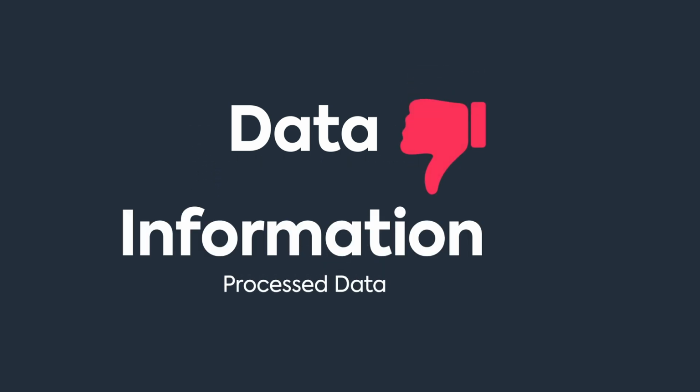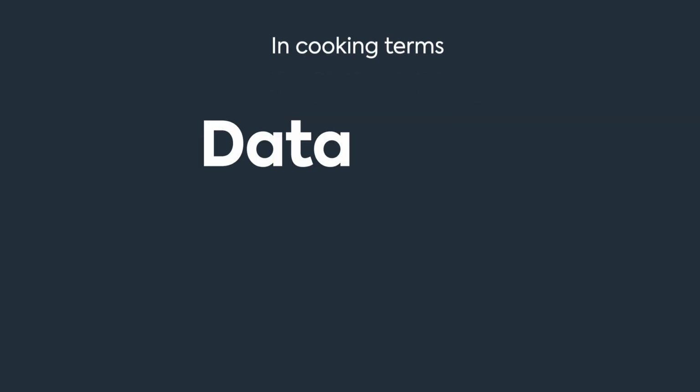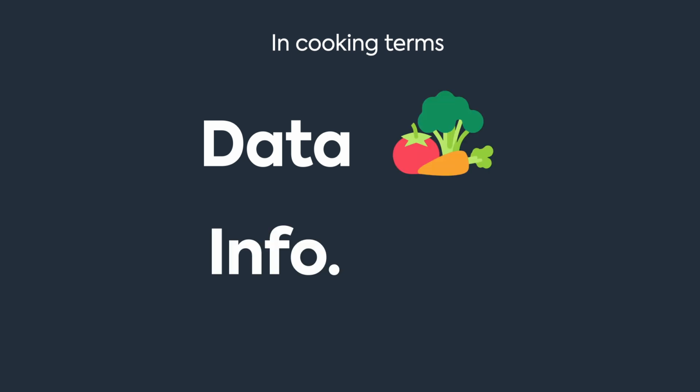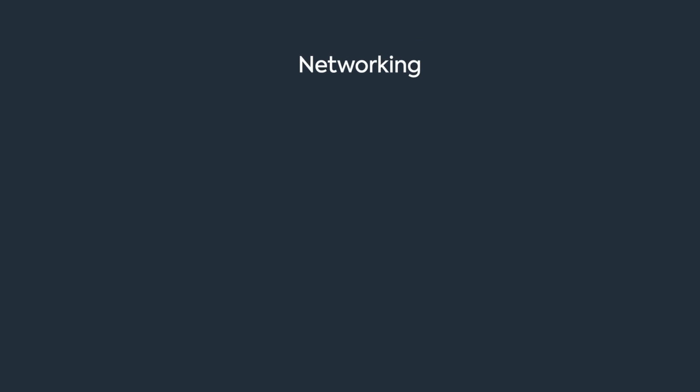Remember this, data is unprocessed zeros and ones, which may not be that useful. However, information is processed data that is meaningful and useful for the users. If you still can't understand this, in cooking terms, data is the raw ingredient and the information is a cooked dish. Let's move up to the networking portion first.